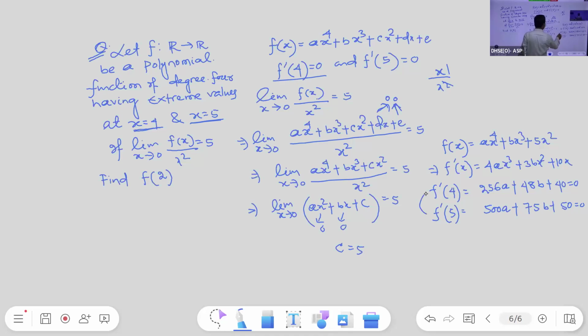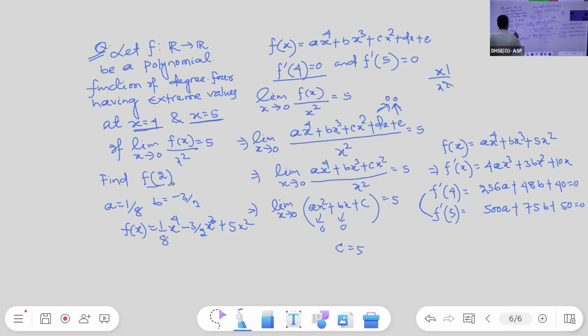Now solve these two equations to get the value of a and b. On solving these two equations, we'll have a is equal to 1 upon 8 and b equals to minus 3 upon 2. So f of x is equal to 1 upon 8 x to the power 4 minus 3 upon 2 x cube plus 5x square.